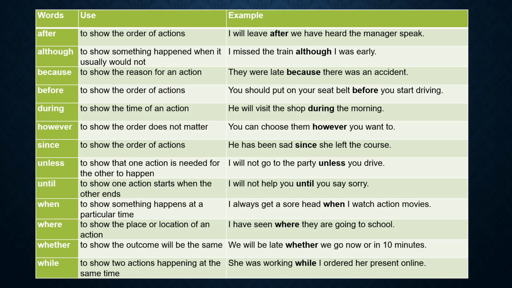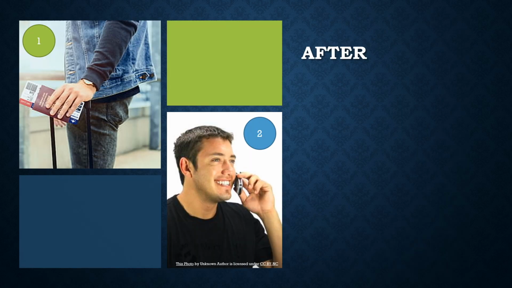Here is a quick overview of all the words with their uses and examples. If you want to look at this in more detail, please pause the video now before I move on. So now first let's look at after. After is used to show the order of actions. So I will call you after I arrive. So the first action that needs to happen is I need to arrive, and after I will call you. So I will call you after I arrive.